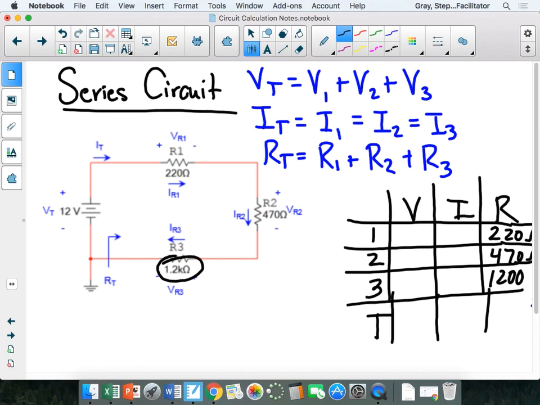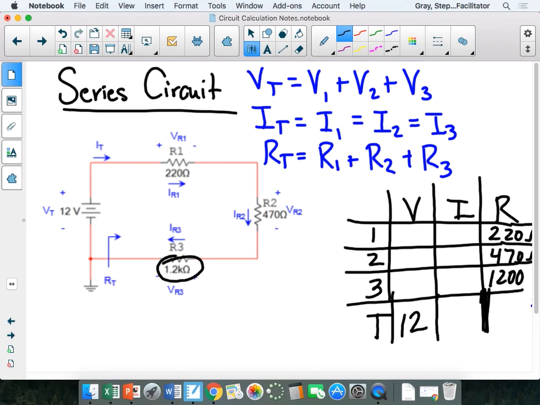We don't know anything else at 3. But on the total, we know that the voltage is 12. Okay? Now, the reason I like the chart is it helps me visually see what I can figure out. Knowing what I am given, now I can look and go, oh, I can figure something out. What do you guys think I can figure out right here? Total resistance. Total resistance, because resistance total is just these 3 added up.